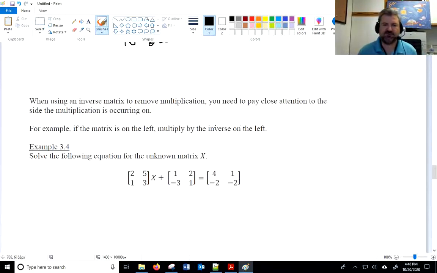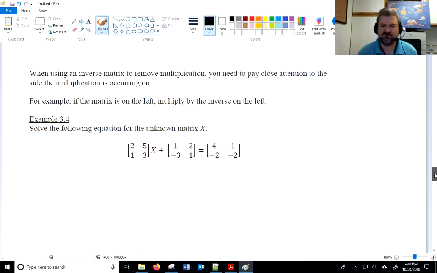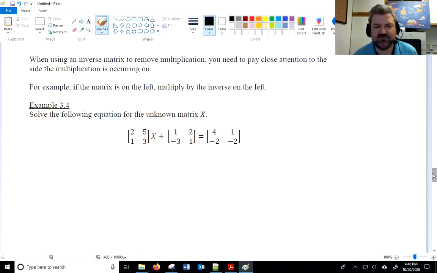Okay, so when using an inverse matrix to remove multiplication, you need to pay close attention to the side the multiplication is occurring on. For example, if the matrix is on the left, we need to multiply by the inverse on the left. If we don't do that consistently, we won't get the right answer, because we're looking for what left multiplies to do that. You almost have to think of multiplication as being two ways, left multiply and right multiply. We need to make sure we're consistent.